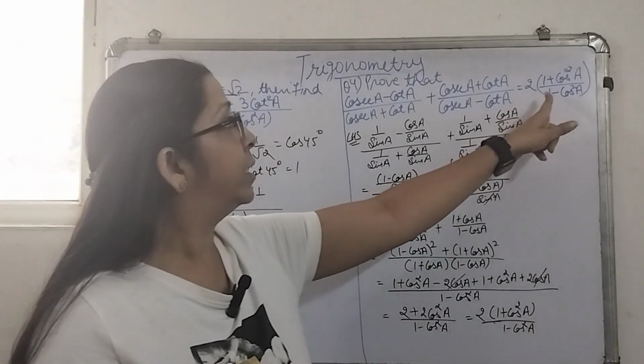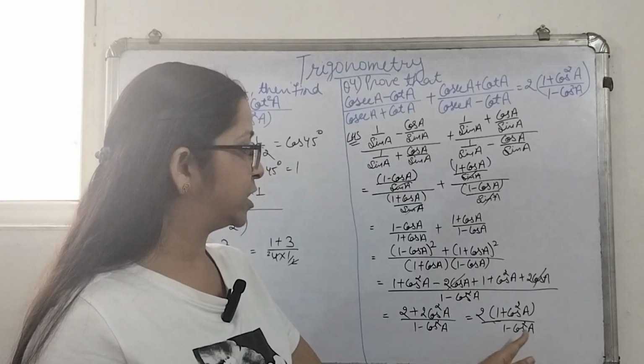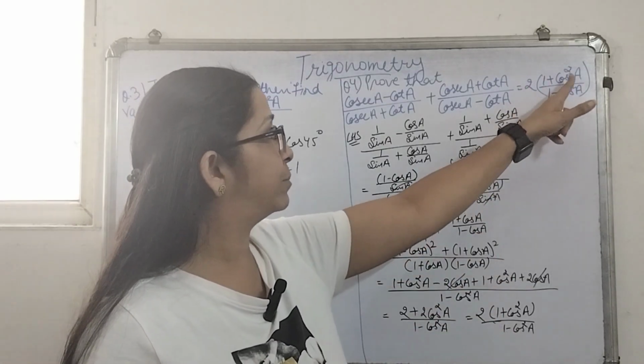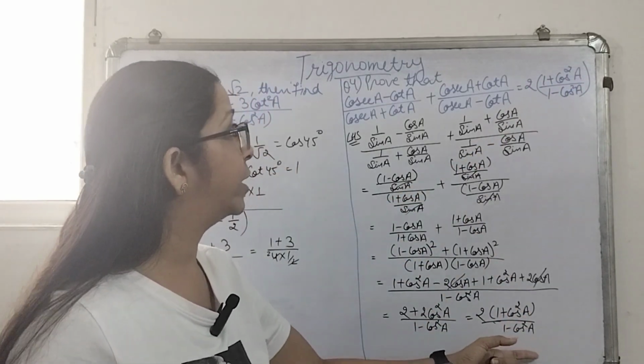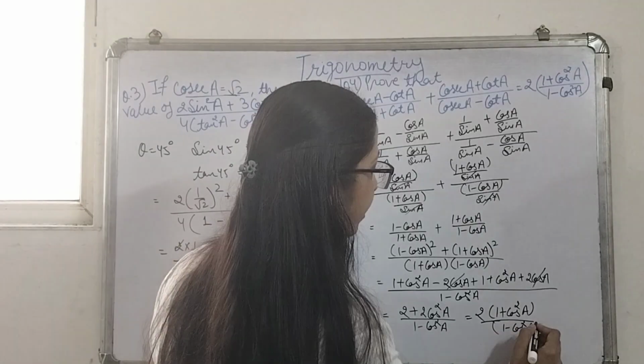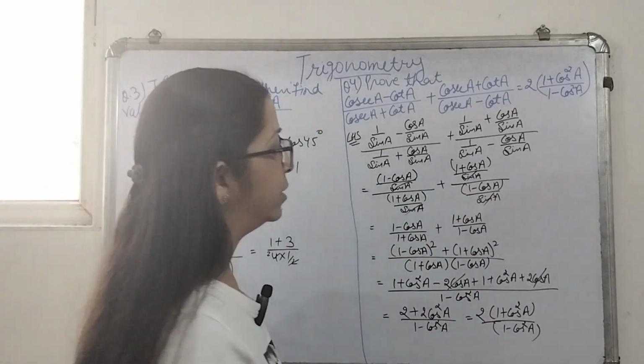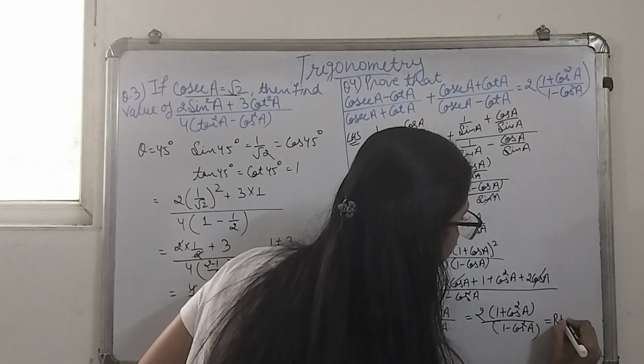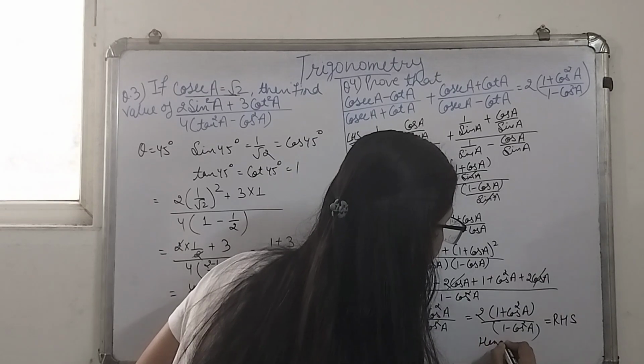And this is your RHS part. RHS part is this only, 2 multiplied by 1 plus cos square A upon 1 minus cos square A. This is your RHS part. So we will write it as equivalent to RHS and hence proved.